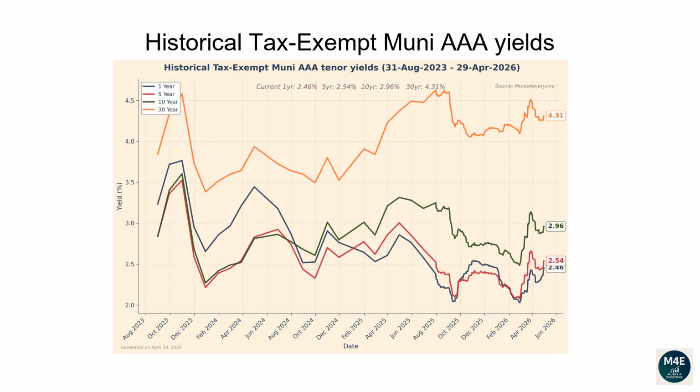This line plot and the next plot show how each tenor of the Muni yield curve has changed over time. From the 31st of August 2023 to the 29th of April 2026, the 1-year yield has dropped from 3.24 to 2.46. The 5-year yield has dropped from 2.85 to 2.54. The 10-year yield has increased from 2.84 to 2.96. The 30-year yield has increased from 3.85 to 4.31.